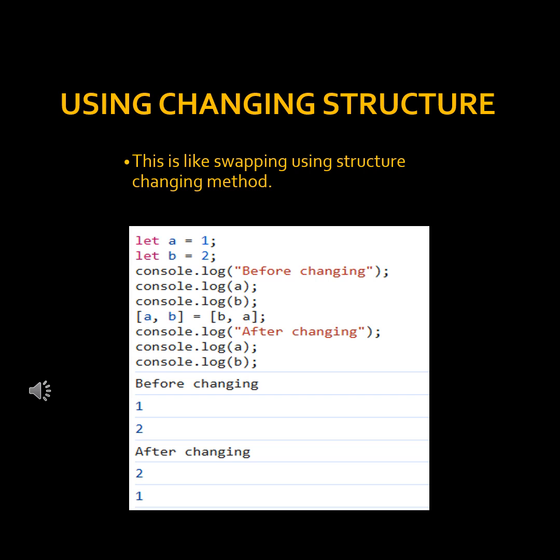So we need to use an array structure on the left side and the right side, and it should be equal. The values stored in the original order should be on the left side, and the swapped order we want should be on the right side. For example, a comma b are the two variables here. a is holding the value 1 and b is holding the value 2. Now I want b to be 1 and a to be 2, so I am giving that order on the right side: b comma a. Now the values will be changed without using a third variable.